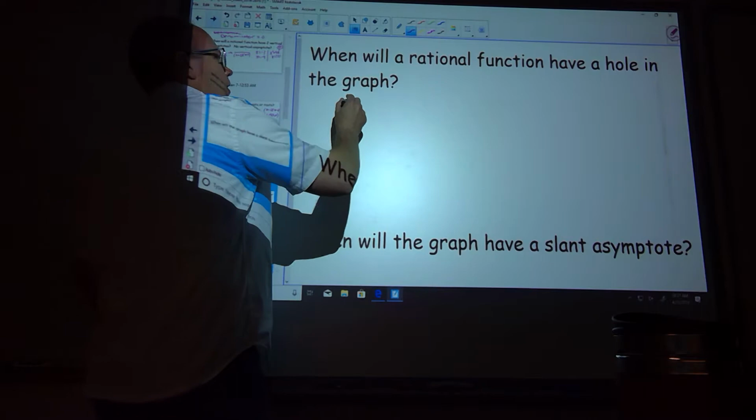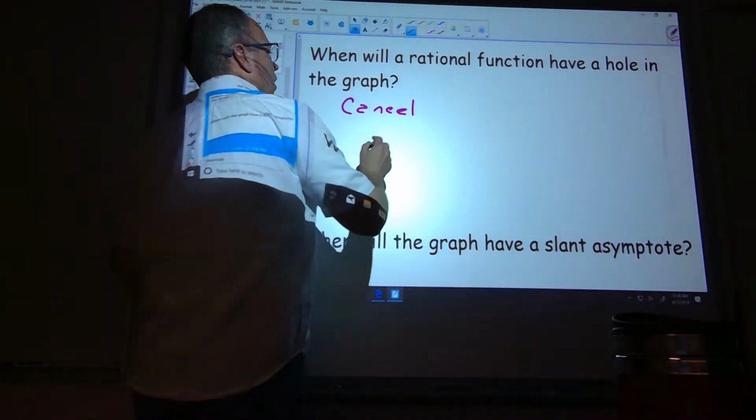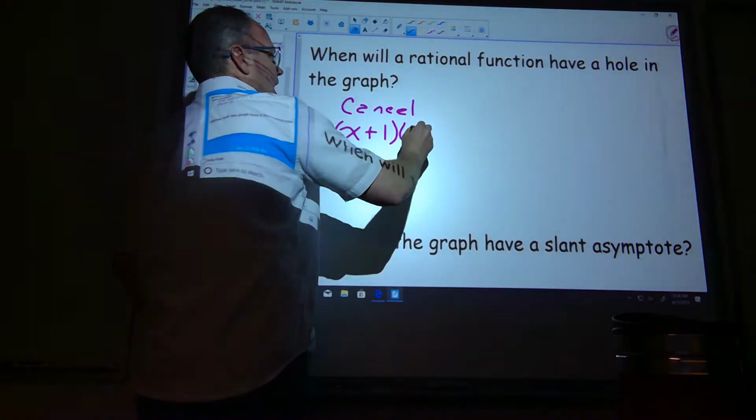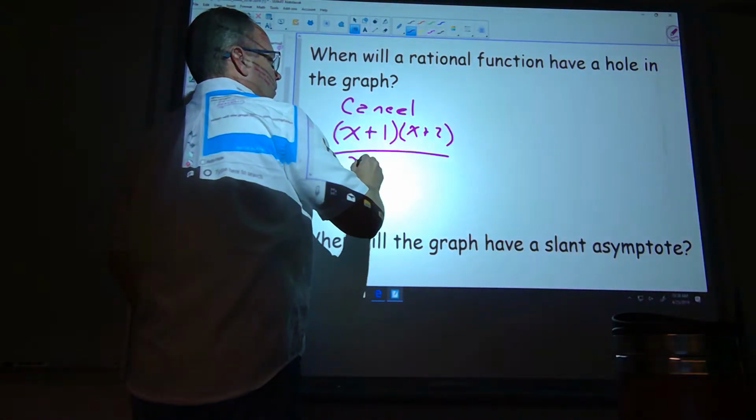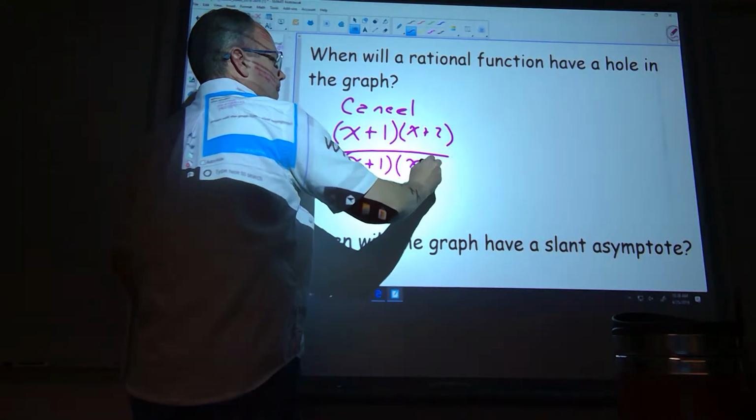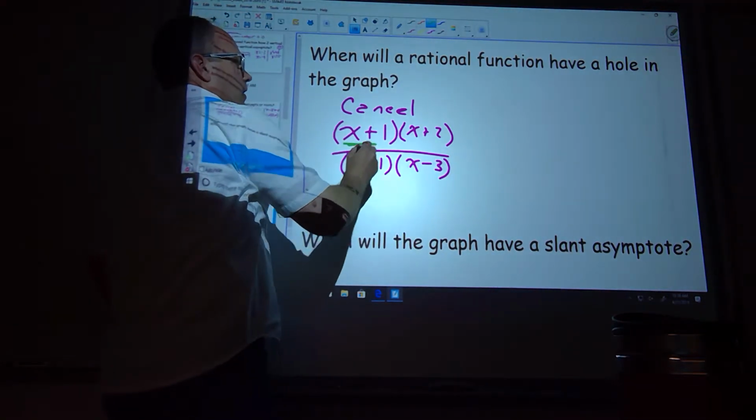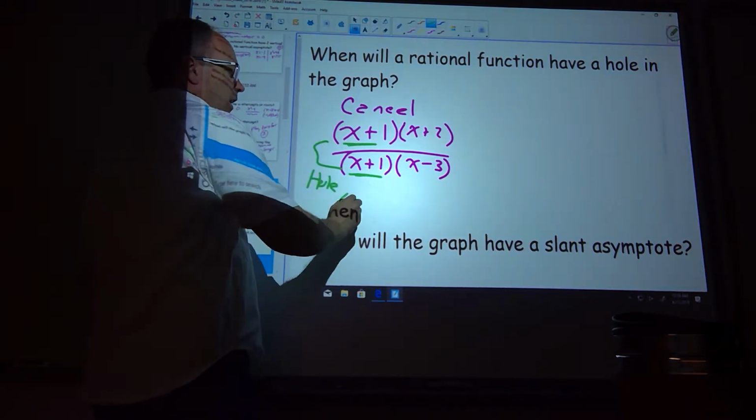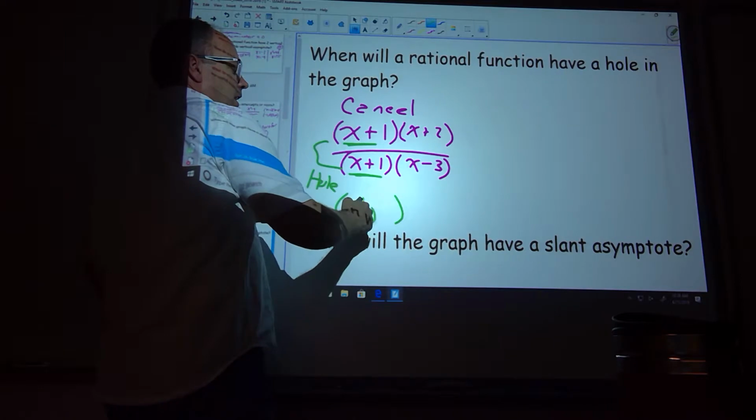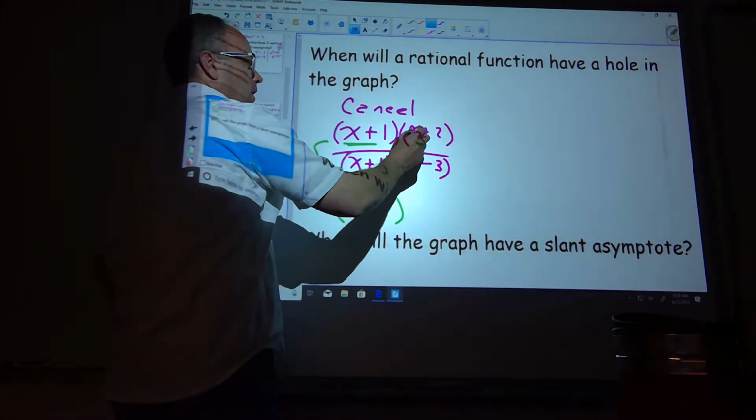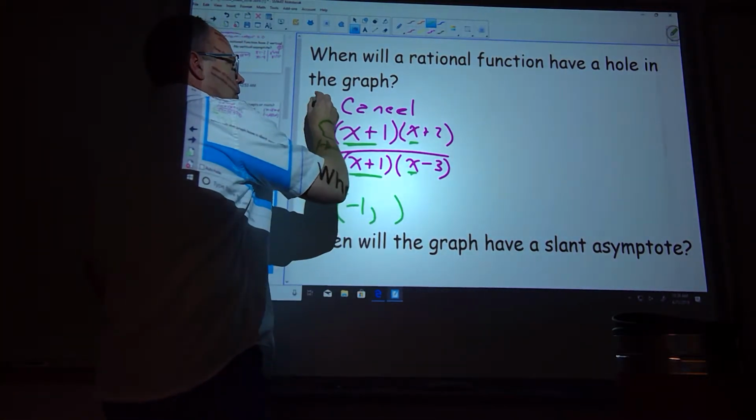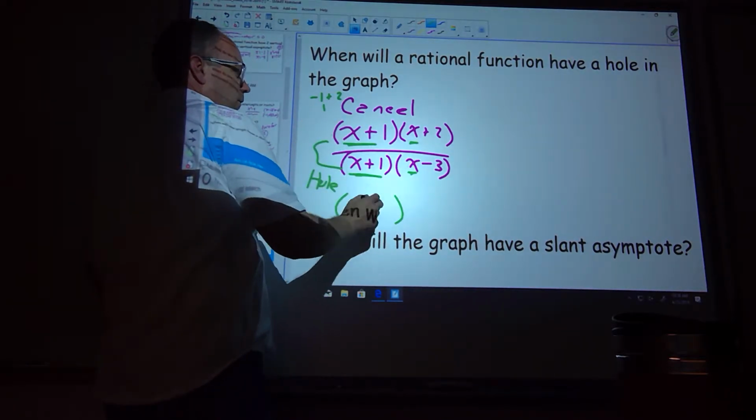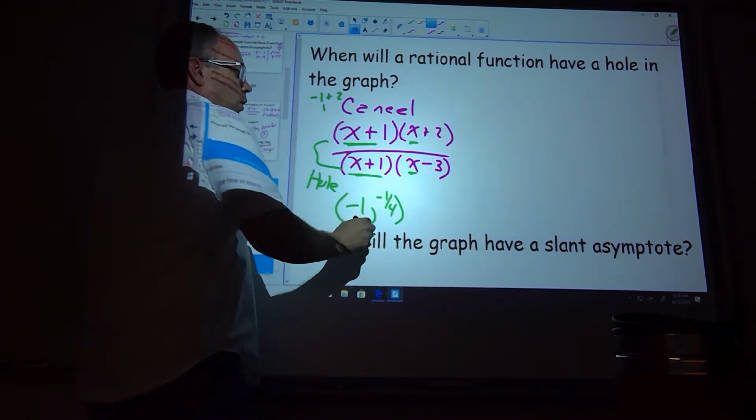All right. When will a rational function have a hole in the graph? When you can cancel. So if you had something like this, let's say it's already factored. This right here will produce the hole, and this would produce a hole at -1, comma, and then you take -1 and plug it back in here and here. So you get -1 plus 2. That's 1. And you get -1 minus 3, which is -4. So -1/4. That's where the hole would exist.